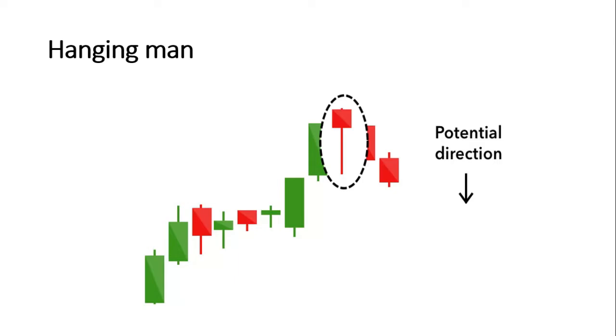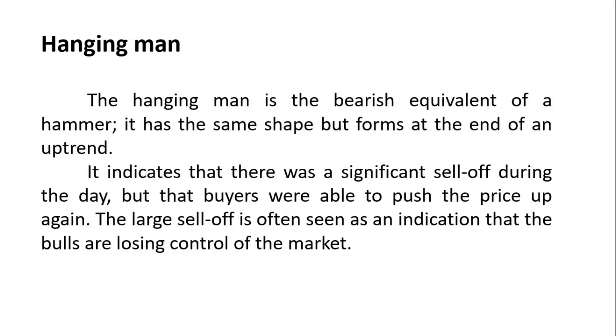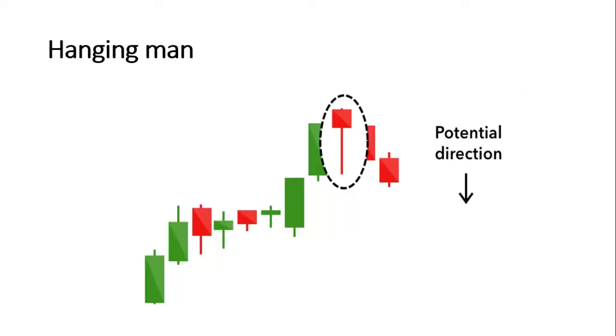When you see this graph, you will know that this bearish candlestick pattern is found in an uptrend graph. So let me explain. The hanging man is the bearish equivalent of a hammer. It has the same shape but forms at the end of an uptrend. As you can see, it is formed at the end of an uptrend. The trend is upwards like this, but it's formed at the top of the uptrend.